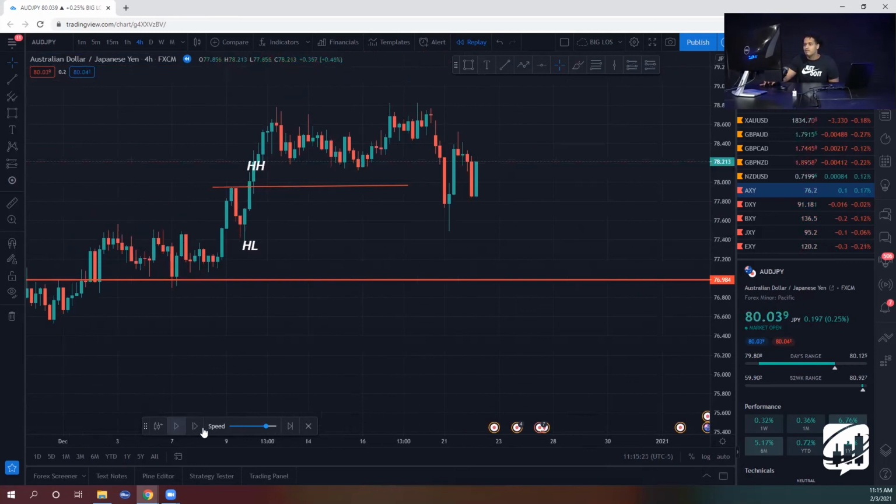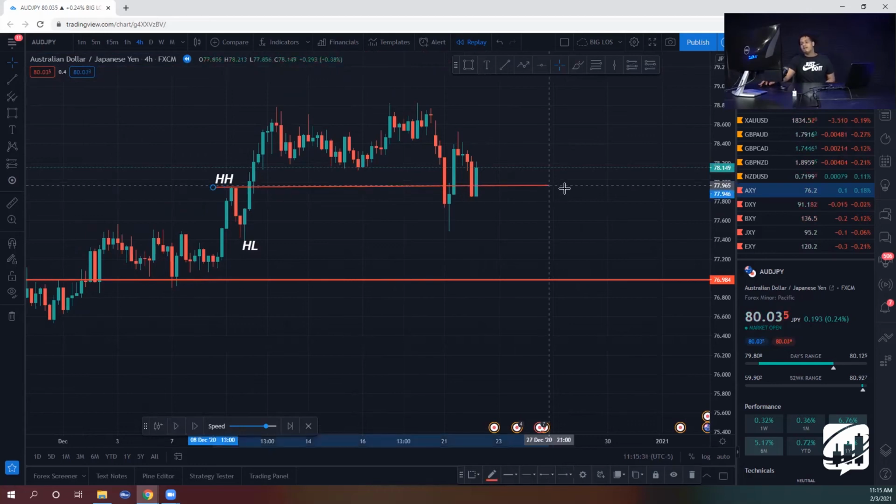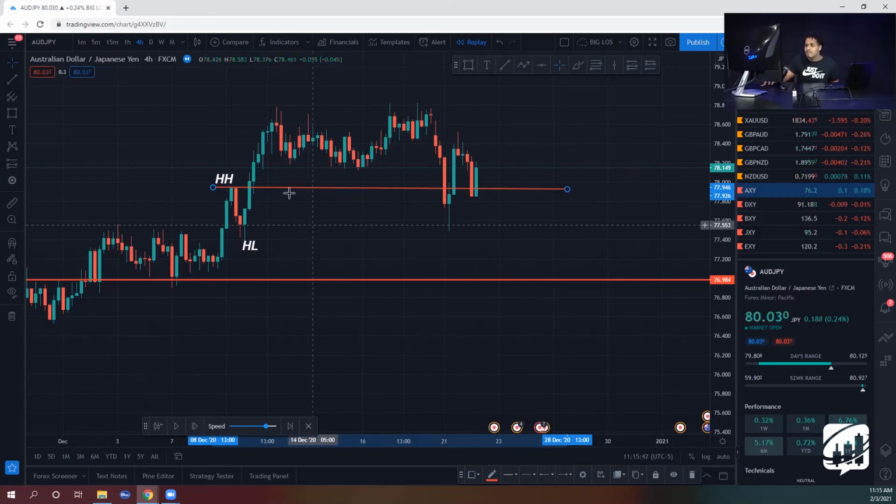Okay, so this is a perfect example. As you see right here, it blew by the previous higher high. Okay, doesn't mean it's selling. Doesn't mean that it's bearish yet. Boom, as you see, it came down and retested the higher low.